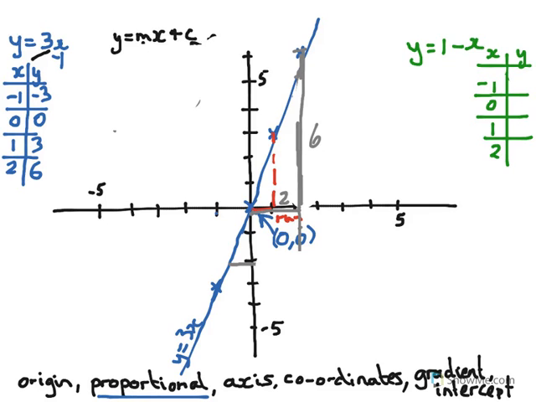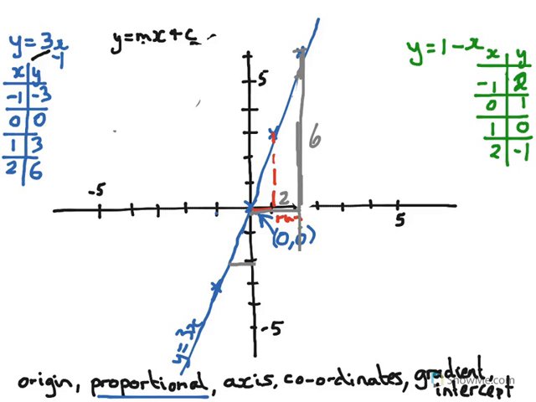Let's look at plotting the green graph. When x is minus 1, y is going to be 1 minus minus 1, giving us 2. When x is 0, y will be 1. When x is 1, y will be 0, since 1 minus 1 is 0. And when x is 2, y will be 1 minus 2, which will be minus 1.